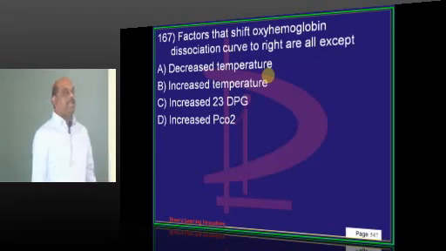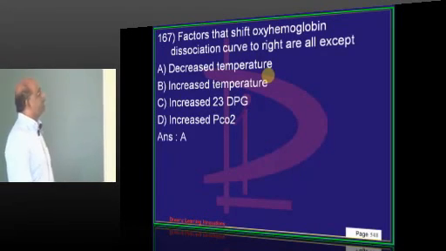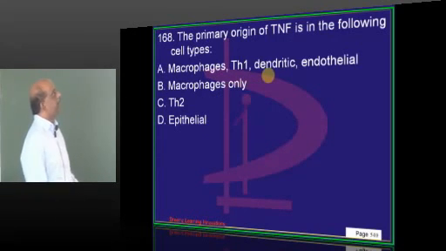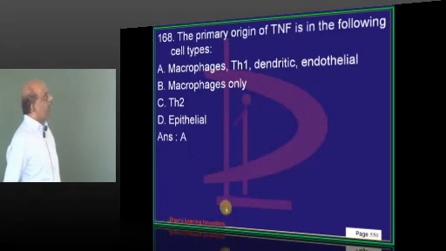So which will shift the curve towards the left side? Decreased temperature. Hypothermia. Macrophages. TNF comes from macrophages.